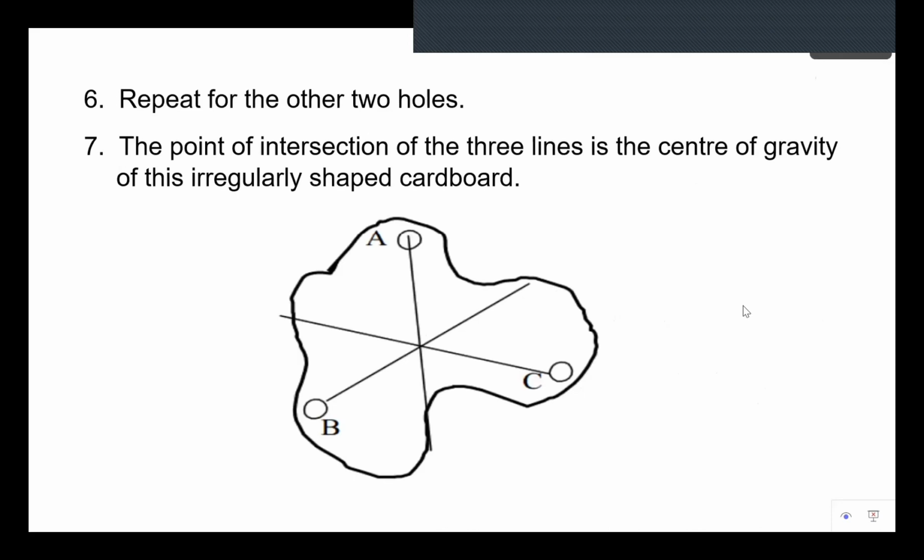So let's watch a video to show you how it works. There is no sound for this video.